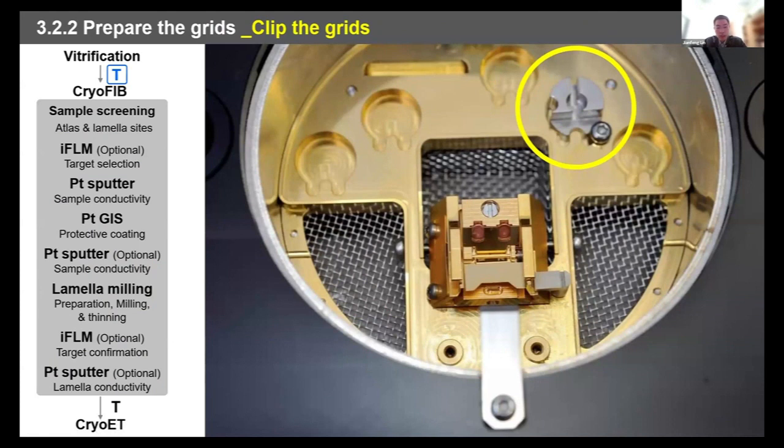And during the cooling down, you can use the time to clip your grid if your grid has not been clipped yet. So the loading station provided by Thermo Fisher, you can use it to clip. Even though this is not very efficient, it's still enough because you only need to clip one or two grids here.